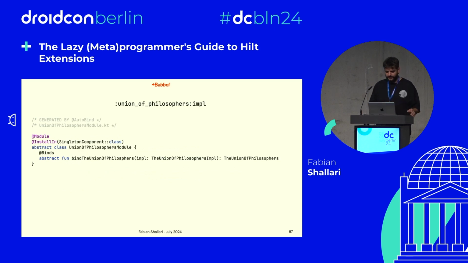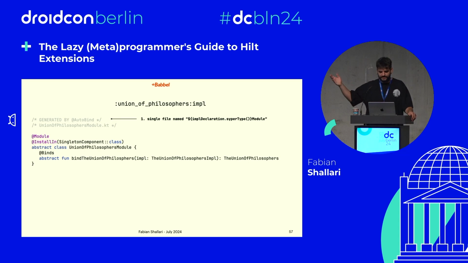Before we go into the code generator, it's always a good idea, whenever you do some annotation processing or KSP plugin, to look at the end product first and try to understand the structure of the code that we want to generate. We can summarize this in three steps. The first one is a single file, which is named implementation declaration supertype module, basically a single file with a name derived from the interface.